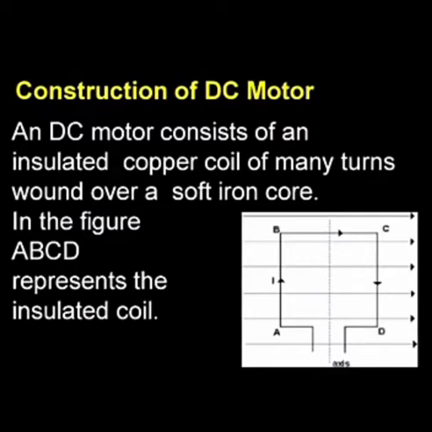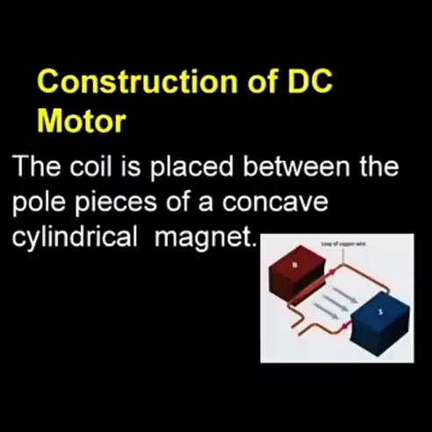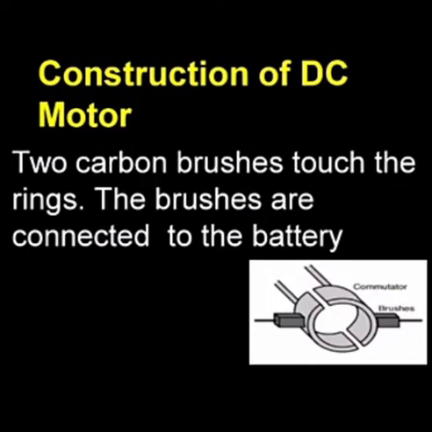A DC motor consists of an insulated copper coil of many turns wound over a soft iron core. In the figure, ABCD represents the insulated coil. The coil is placed between the pole pieces of a concave cylindrical magnet. The two carbon brushes touch the rings. The brushes are connected to the battery.